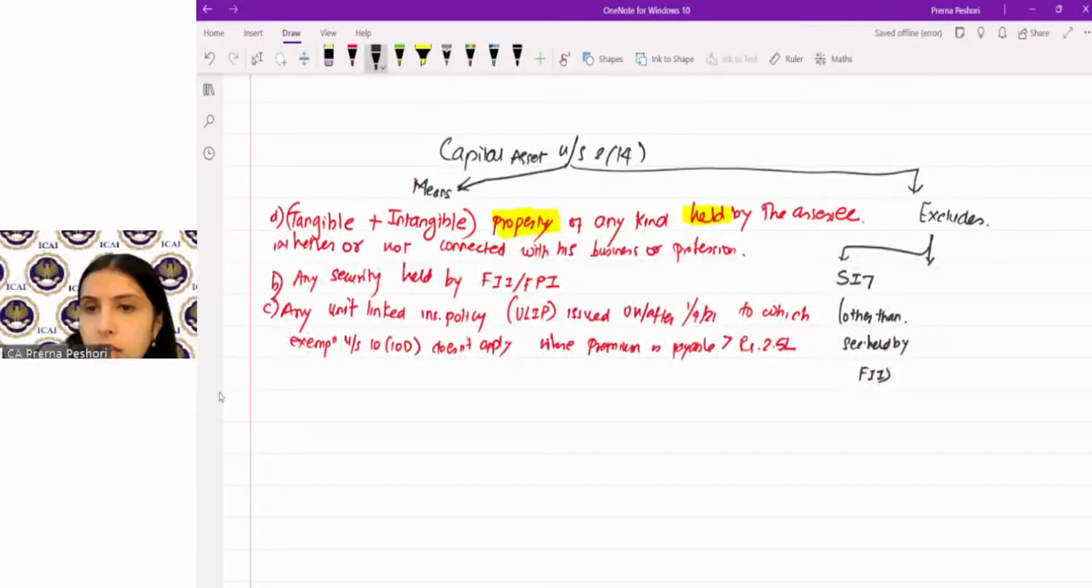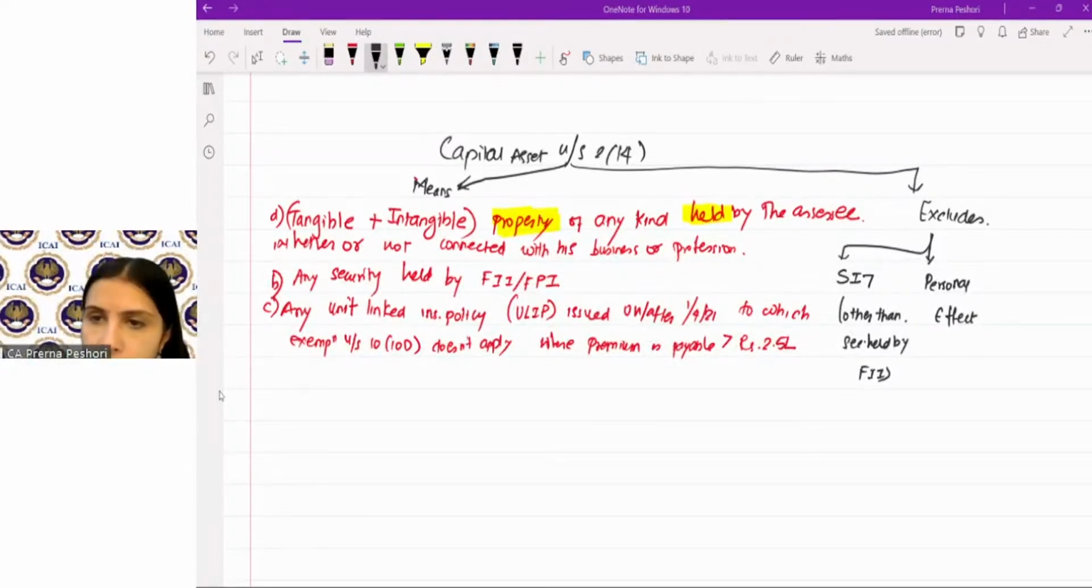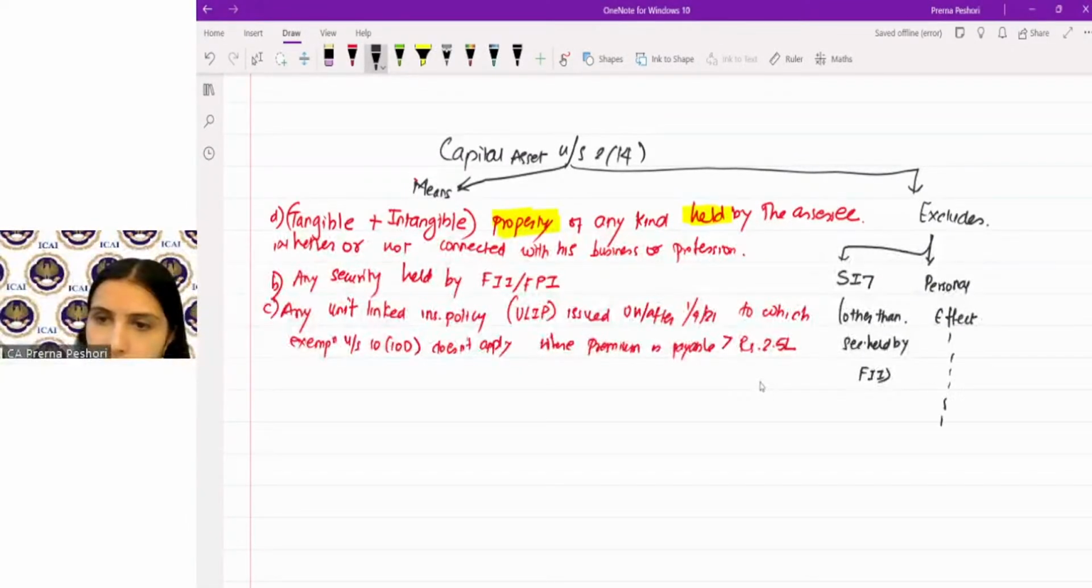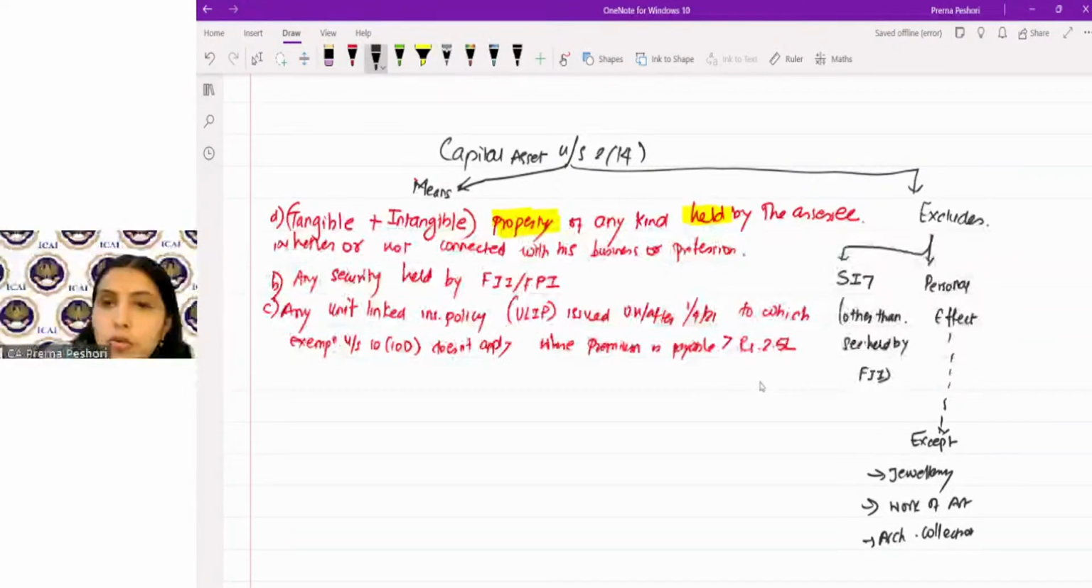Second, personal effect. Personal effect. But again, there is an exclusion to the exclusion, which means these items will be included or will be treated as capital asset. What are these? Jewelry, work of art, archaeological collections, drawings, paintings.